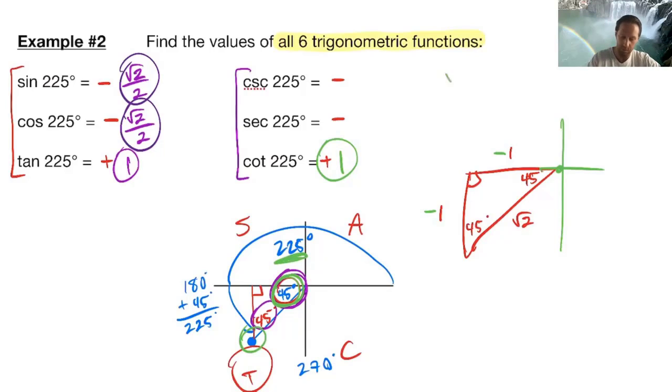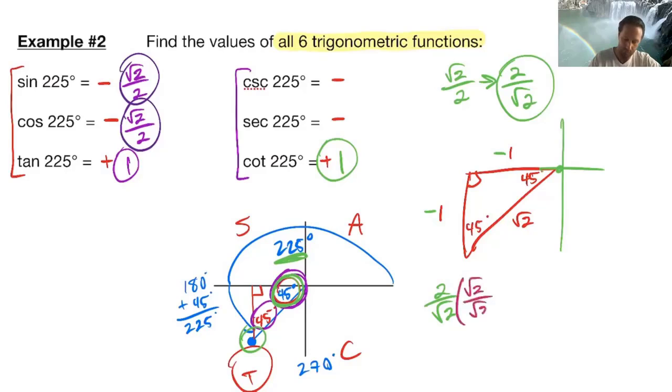Now, in order to take root 2 over 2 and flip it, remember we're going to get a 2 over root 2, which is something that we don't particularly like. So even though this is our answer, we don't know what root 2 is, so we don't like to divide by it. So we're going to take that 2 over root 2, and we're going to multiply it by a fancy 1 of root 2 over root 2, which would give us 2 root 2 on top and just 2 on bottom.